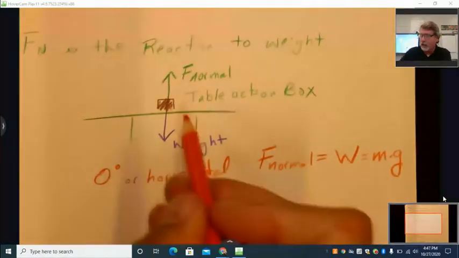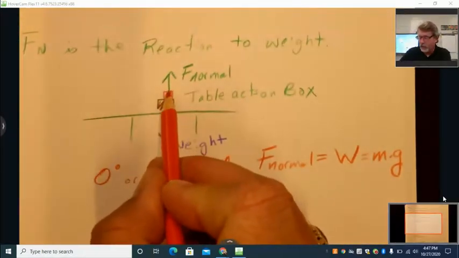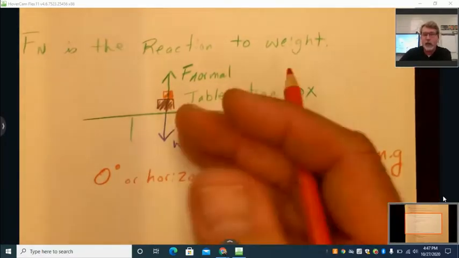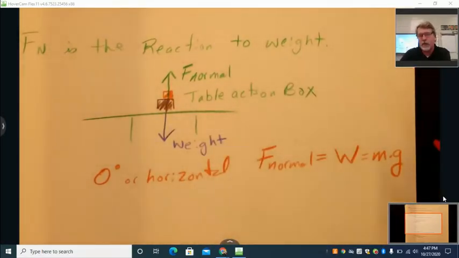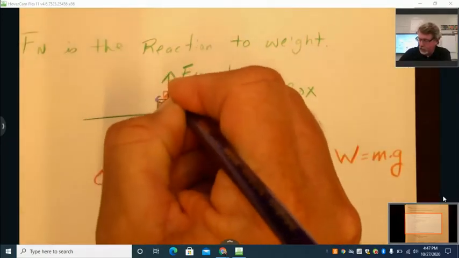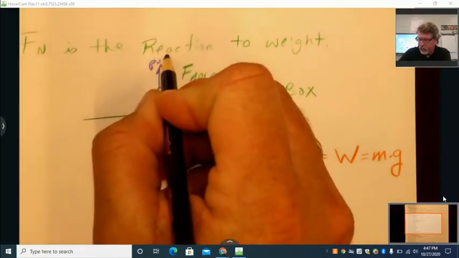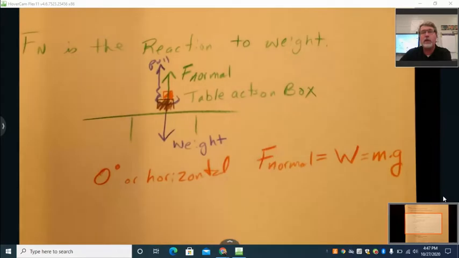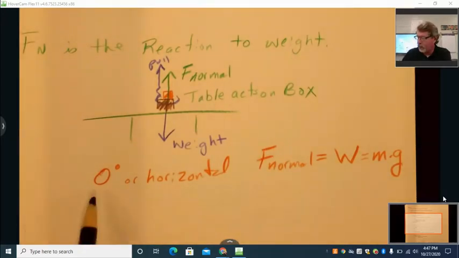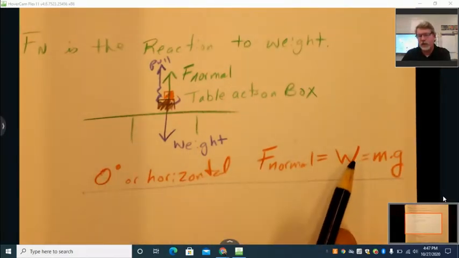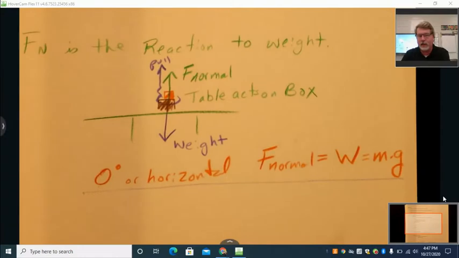And of course, now we could stack objects on this, which means the force normal would go higher. It would be the weight of both boxes. Or we could tie a rope to this object somehow and then have the rope pulling up. So pull up on this rope. Force normal would then go down, okay? But we start with this idea. 0 degrees horizontal, the force normal equals the weight, which equals the mass times gravity.